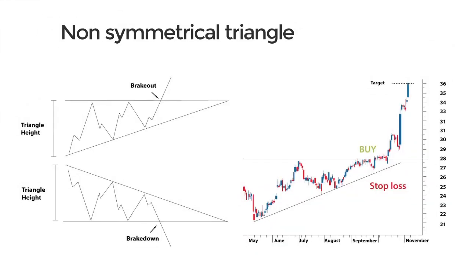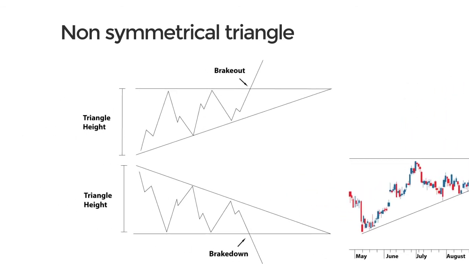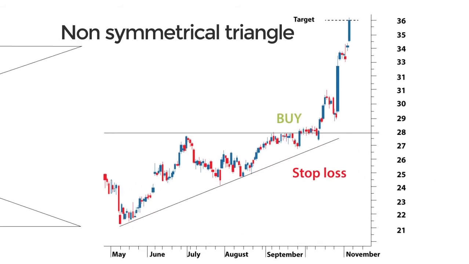The next pattern we will examine is non-symmetrical, i.e. a right-angled triangle pattern. In this pattern, one of the two trend lines is horizontal, so the triangle can be asymmetrical, facing up or facing down. In this case, we have two possibilities. The upper horizontal line could be broken, which signals an uptrend, or a lower horizontal line could be broken, signaling a downtrend. On the picture to the right, we can see how to set the stop loss and take profit.